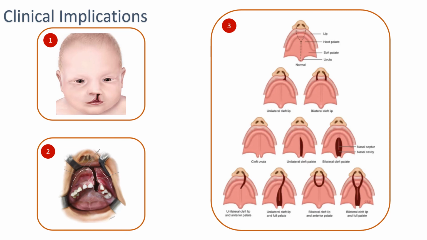A third category of clefts may be formed by a combination of clefts that lie anterior to the incisive foramen as well as posterior to the incisive foramen. Anterior clefts, of course, might vary in severity from a barely visible defect in the vermilion of the lip, to one that might even extend up into the nose.